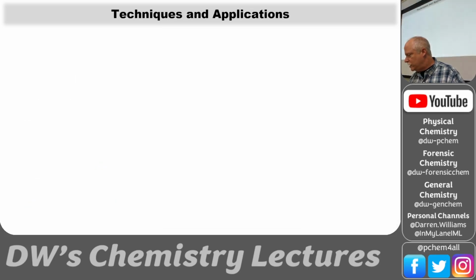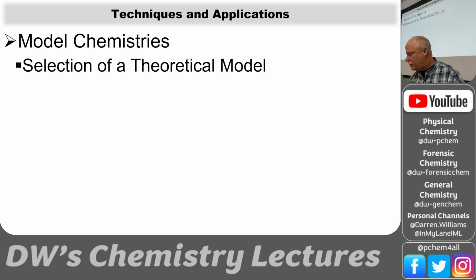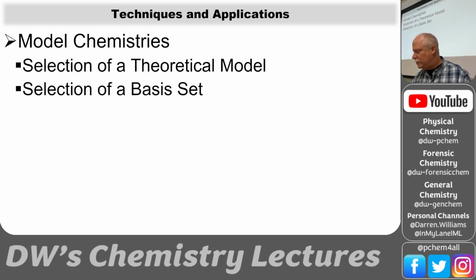Okay, let's go in a little deeper on these. So these model chemistries, this is how we select the theoretical model that we're going to use to calculate our molecule. We're also going to select a basis set. Now the basis set is the mathematical functions that we use to model the flexibility of the electron cloud. So how are we going to tie those electrons to the nuclei? That's with the basis set.